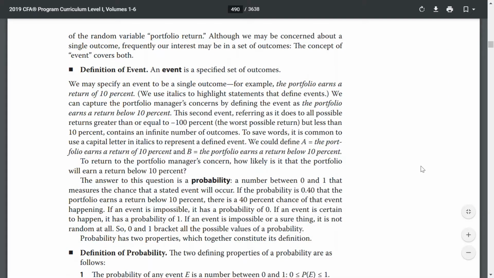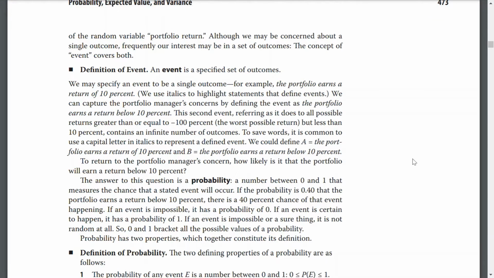Although we may be concerned about a single outcome, our interest may be in a set of outcomes. The concept of event covers both. Definition of event: an event is a specified set of outcomes. We may specify an event to be a single outcome, for example, the portfolio earns a return of 10%. We use italics to highlight statements that define events. We can capture the portfolio manager's concern by defining an event as the portfolio earns a return below 10%.